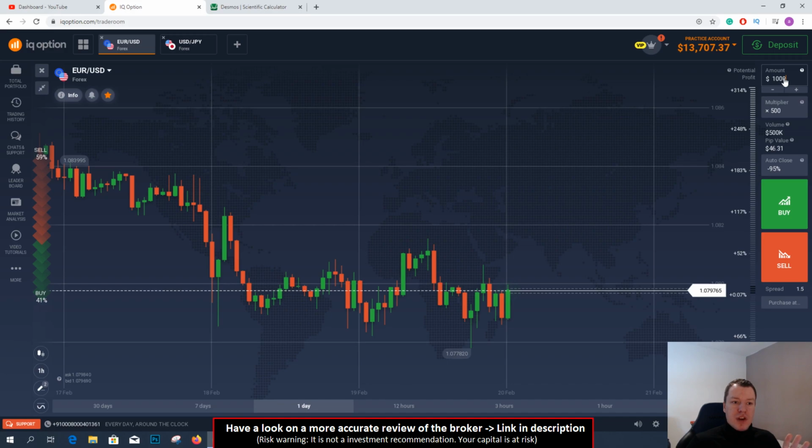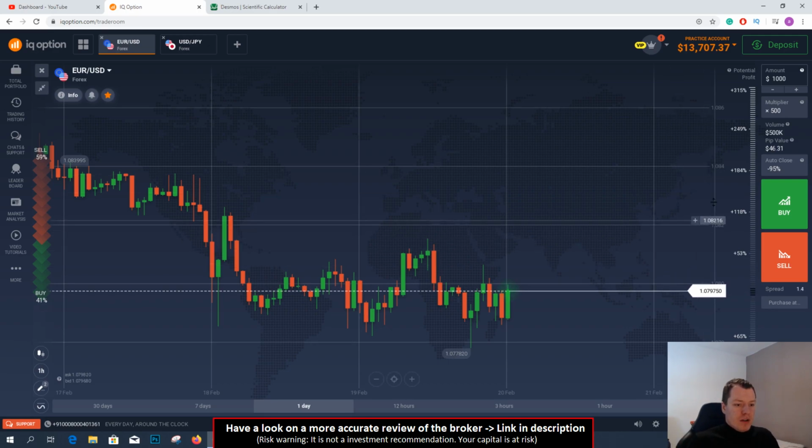So if you got $1,000 on your account, you're using the multiplier of 500, you are trading with this position of 500k. This sounds amazing, this sounds freaky, but you have to remember that the Forex market is not so volatile as stocks, cryptocurrencies and so on.